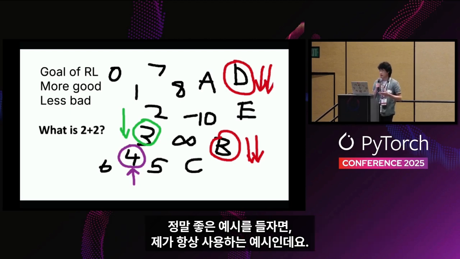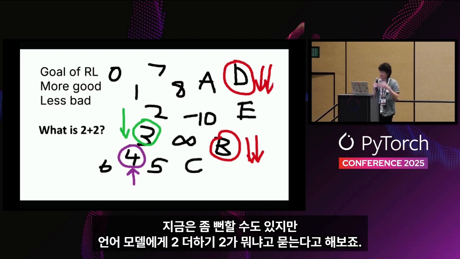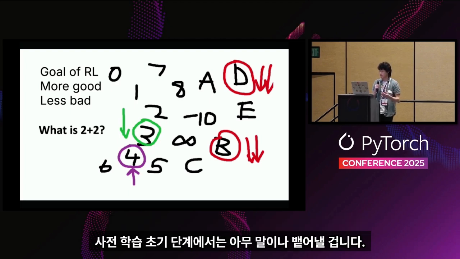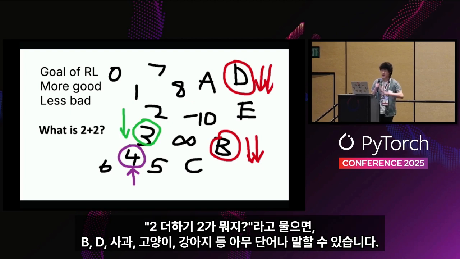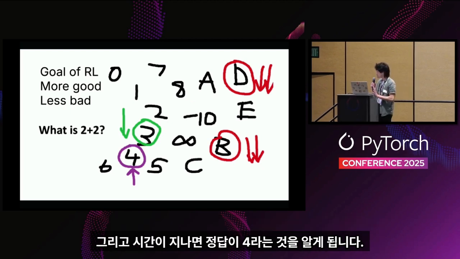A very good example, I always use this example, it's probably outdated by now, is you ask the language model, what is 2 plus 2? At the very beginning of the pre-training stage, it will spit out gibberish. It might say B, D, apple, cat, dog, I don't know, anything. And then over time, the correct answer is in fact 4.